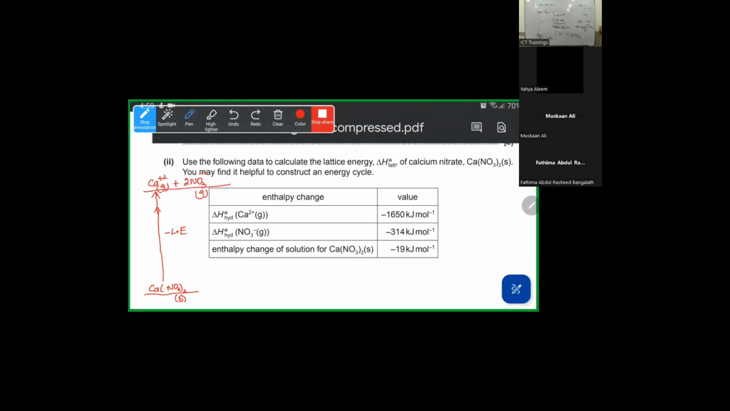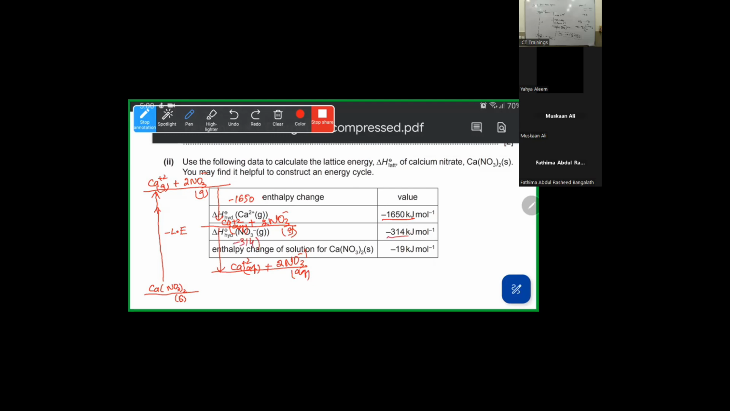Okay. Now change the calcium into calcium aqueous. So calcium 2+ aqueous and write nitrate as it is, 2NO3 minus gaseous form. So the hydration of the calcium, its value is given in the question, minus 1650. Okay, in the second part, change nitrate into the aqueous form. So calcium 2+ aqueous and then 2 nitrate NO3 minus aqueous. Okay, so its value is minus 314.